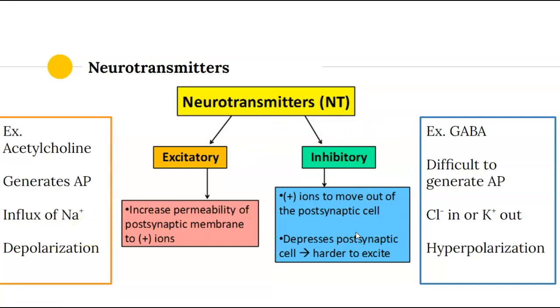makes all the positive ions move out of the cell, depresses the postsynaptic cell. It's really hard to excite when you're dealing with inhibitory neurotransmitters. It takes a lot of neurotransmitters to get the excitatory reaction, the depolarization, to happen. Really difficult. This is talking about chlorine in or potassium out. It just makes everything negative. And hyperpolarization happens where it goes even more negative.